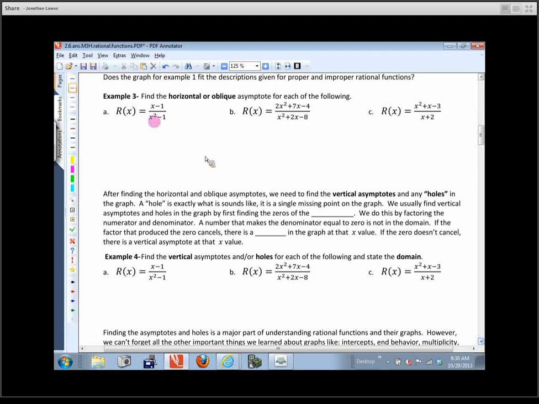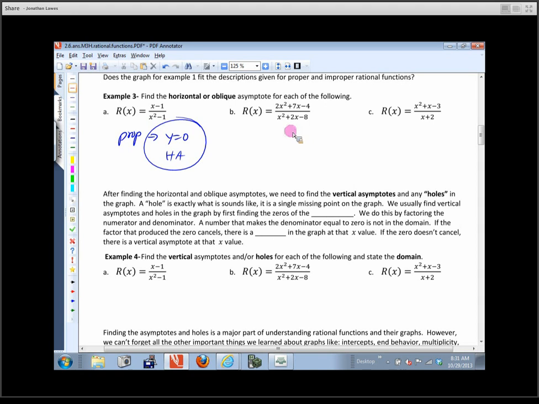So let's take a look at this one right here. Proper or improper? Proper. Okay? What that means is y equals 0 is our horizontal asymptote. That's it. Done. End of story. That is the horizontal asymptote. Pretty easy.